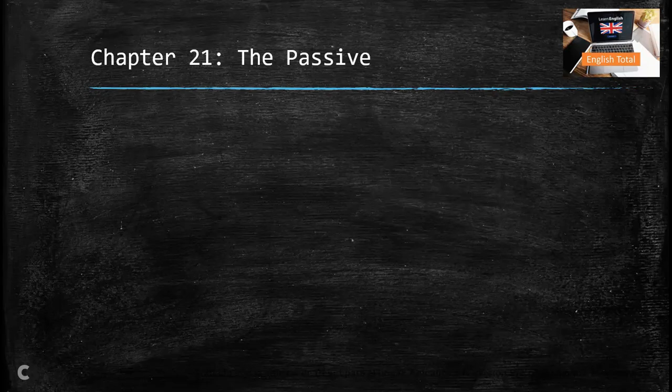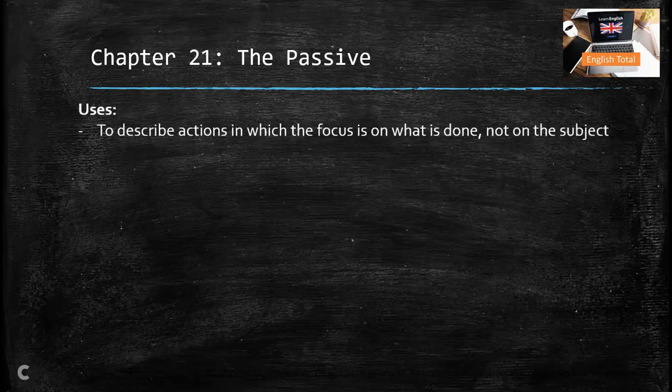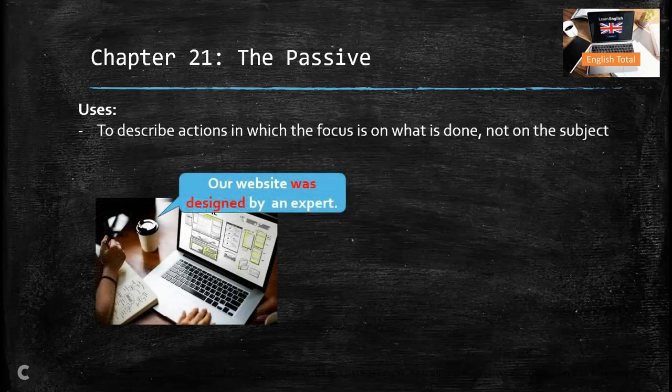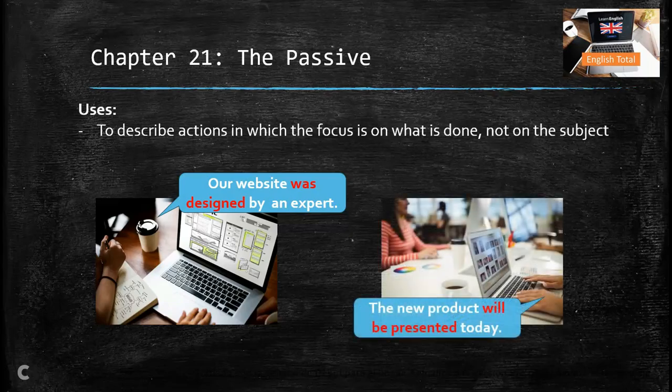Okay, let's begin. The passive in English can be used to describe actions in which the focus is on what is done, not on the subject. Look at these examples to see how this works. Our website was designed by an expert. The new product will be presented today.